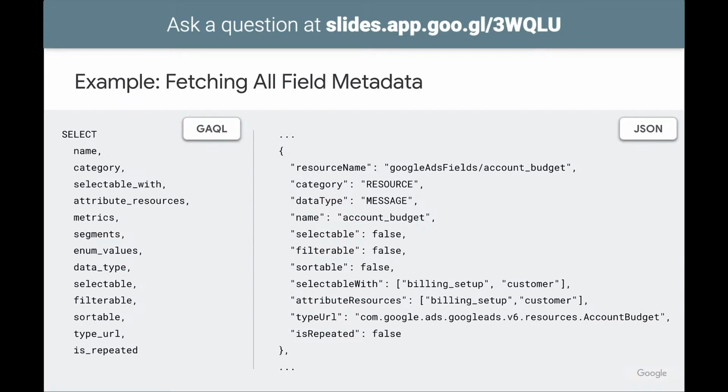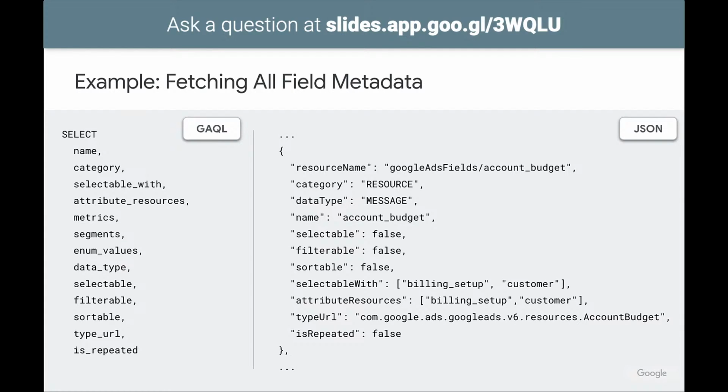We can see the category of account_budget is a resource. It is a data type of message. We can see that it is not selectable, filterable, or sortable. Just keep in mind, this is on the resource level. Some of the fields on account budget might be selectable, filterable, or sortable. You can see the fields that it's selectable with.